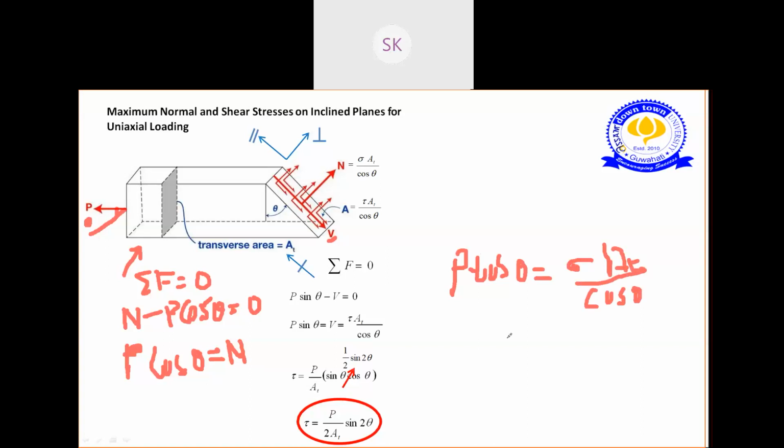So how much will be your sigma? Sigma will equal, this cos theta will go upwards. So P cos square theta by AT. Yes, yes. This part is clear. How we got sigma equals P cos square theta by AT. Ma'am, can you explain that, like N minus P cos theta?